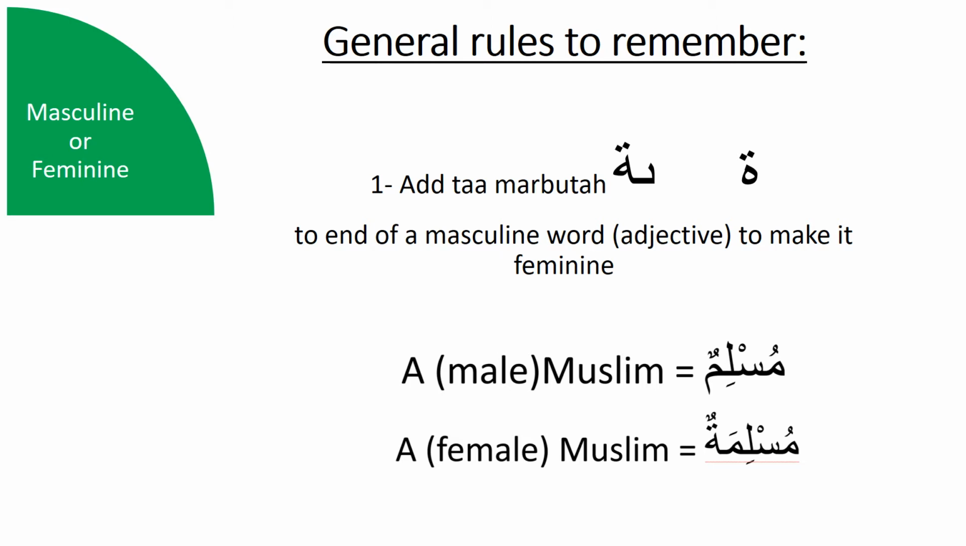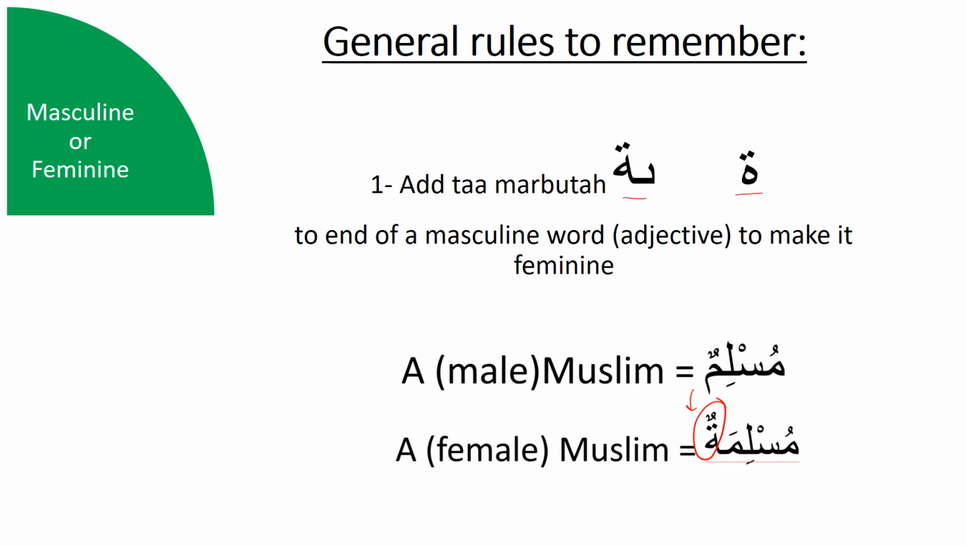Another general rule to remember is that if you have an adjective and you want to make it a feminine word, then you just add ta marbuta at the end. So you have the word muslimun over here. Muslimun is an adjective for a human being, okay, or for anything. So muslimun would mean a male Muslim. If you just want to make it into a female, then you would say muslimatun, okay.